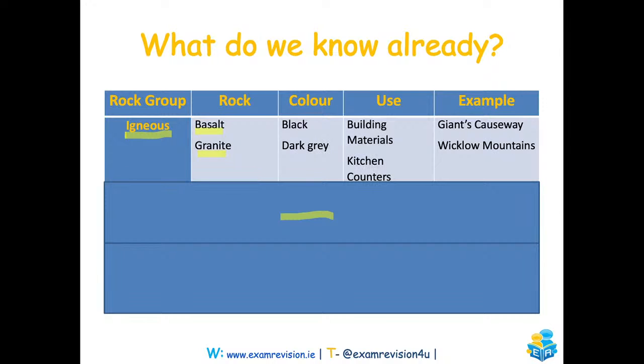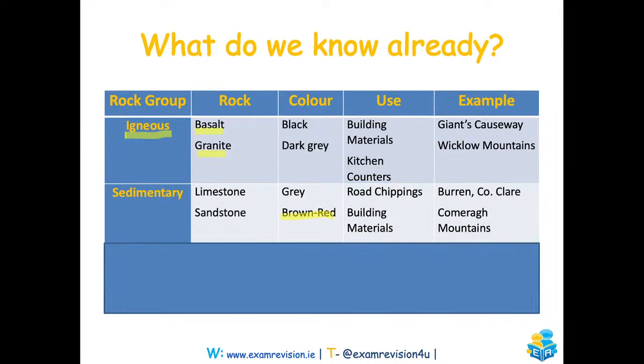Granite is dark grey. It's used in kitchen counters, and an example of where you can find granite is in the Wicklow Mountains. The next one is sedimentary. Two examples are limestone and sandstone. Limestone is grey in colour, sandstone is kind of brown, reddish. Limestone is used in road chippings, and an example of where you can find it is the Burren in County Clare. Sandstone is brown-red in colour, it's used in building materials, and the Connemara Mountains is an example of where you can find sandstone.